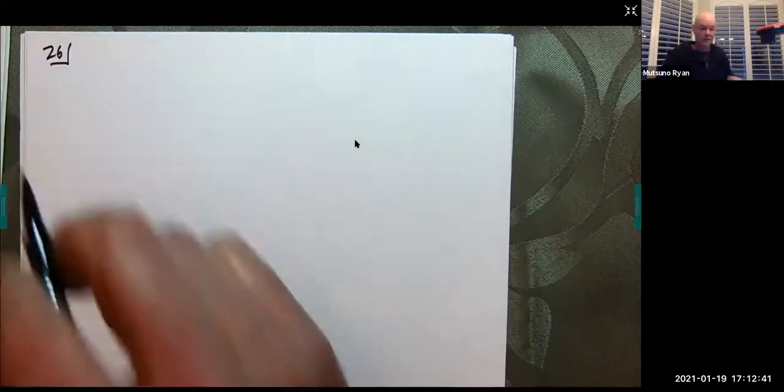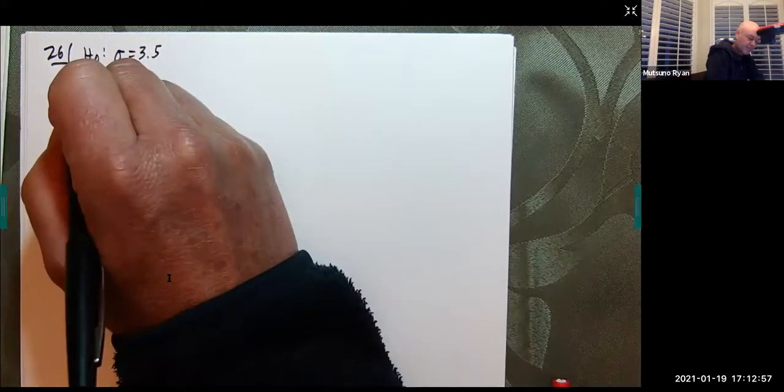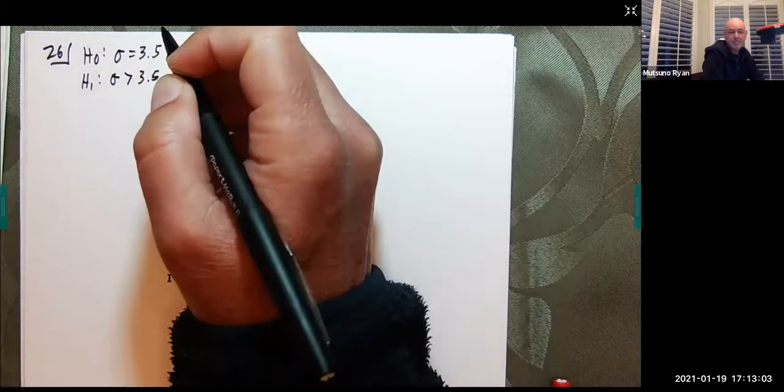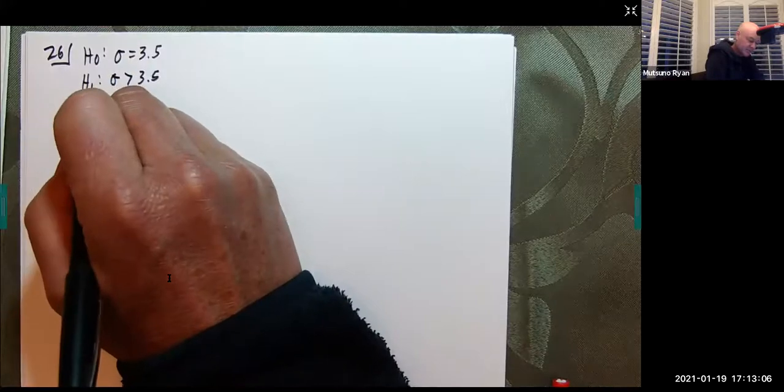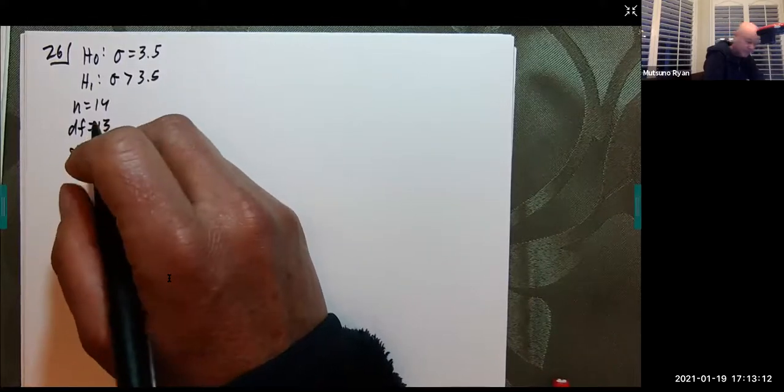Moving on to 26. All right, 26 says that we have a null hypothesis of sigma equals 3.5 versus sigma is bigger than 3.5. They give us that n is 14, which means our degrees of freedom is 13, and an alpha of 0.05.